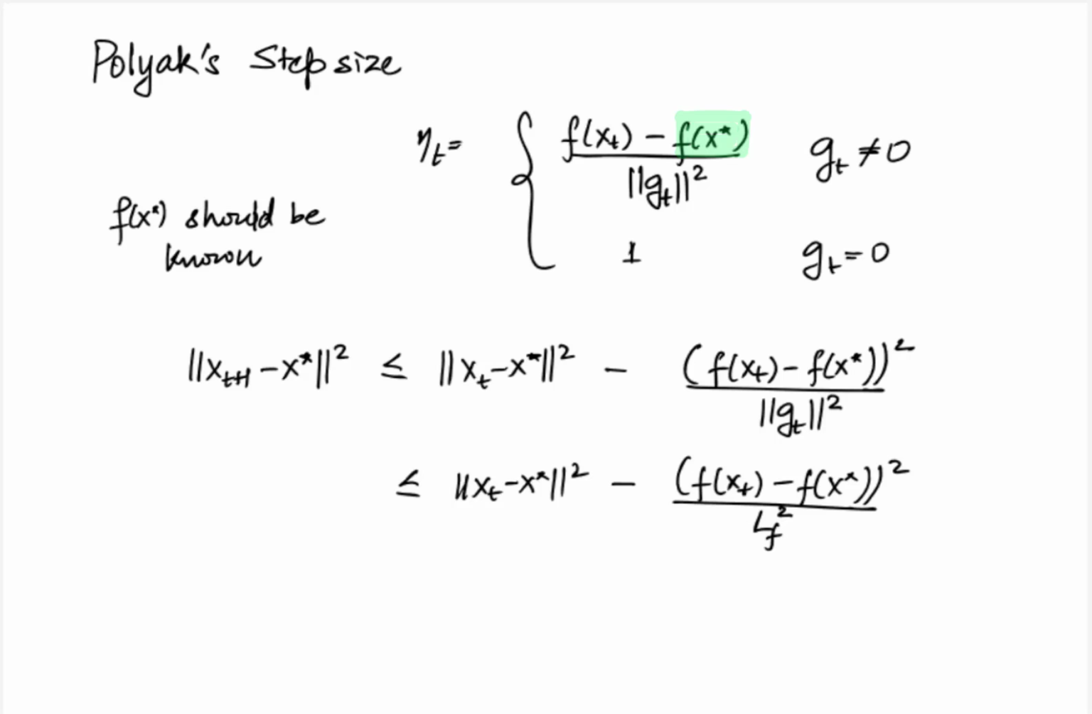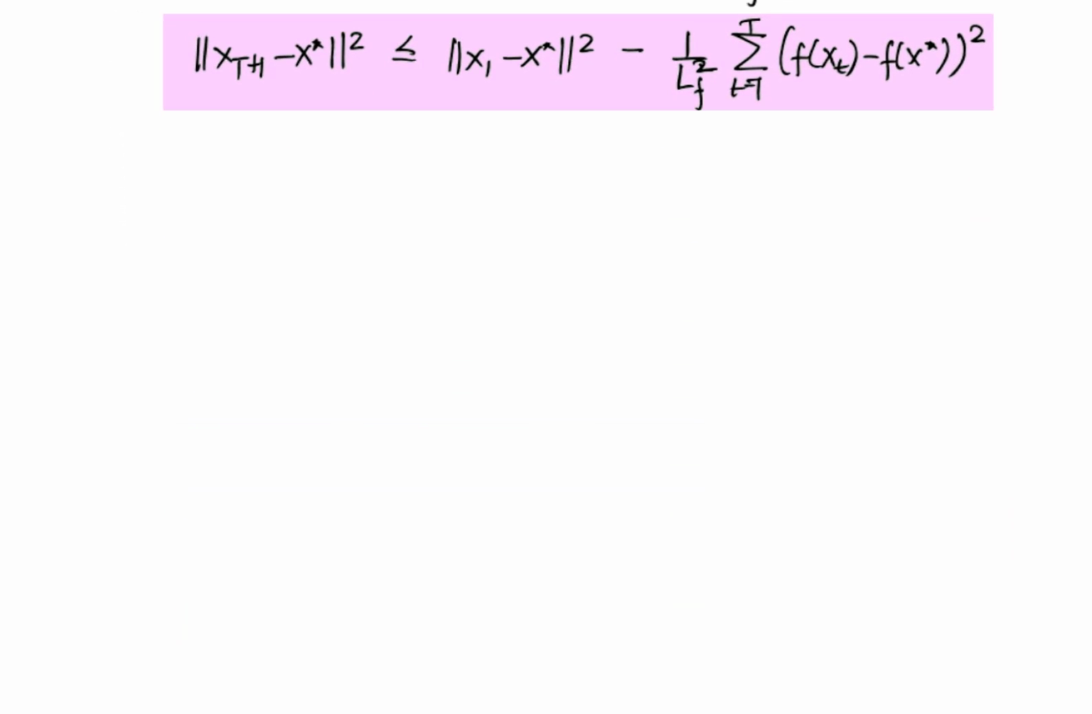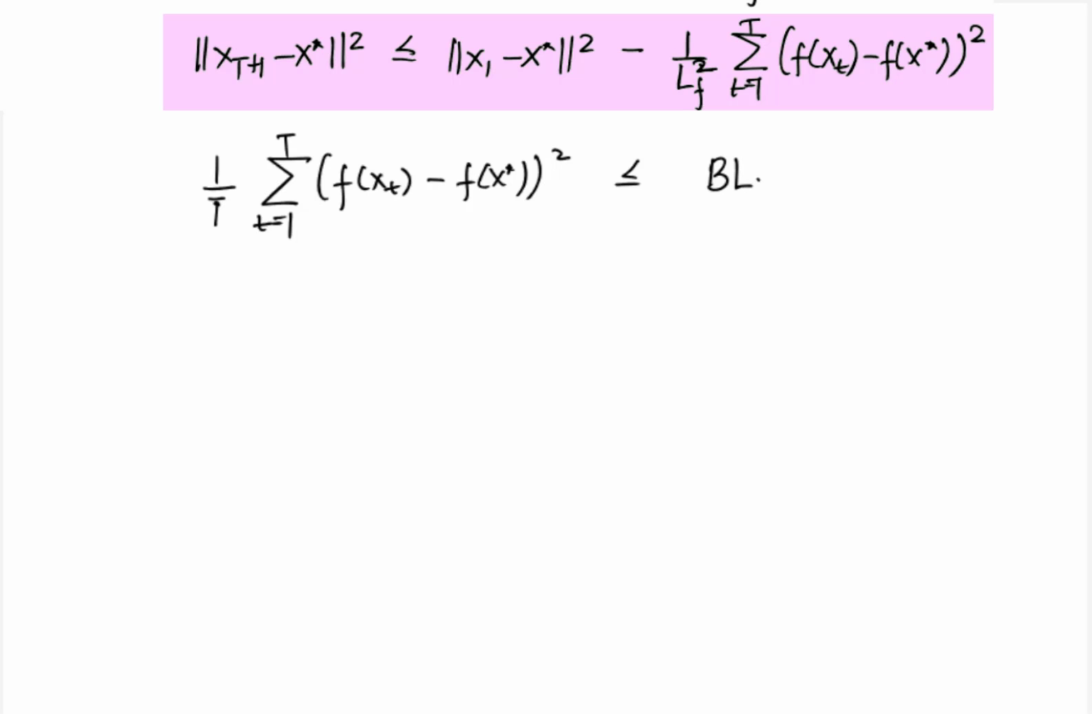At this point, we can carry out the telescopic sum to get that ||x_{T+1} - x*||^2 is less than or equal to ||x_1 - x*||^2 minus 1 over L_f^2 summation over t equal to 1 to T of (f(x_t) - f(x*))^2. So let us carry this equation over. In this equation, as usual, we can bound the term on the left with 0 and the one on the right with b, so that rearranging we obtain that 1/T summation over t equal to 1 to T of (f(x_t) - f(x*))^2 is less than or equal to b L_f^2 by T.